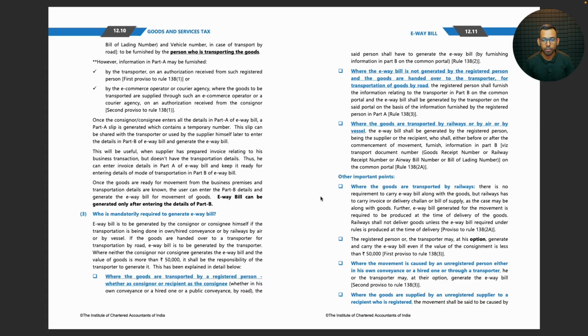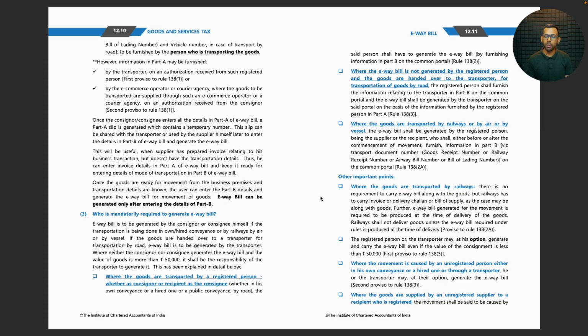Then the registered person shall furnish the information relating to the transporter in Part B on the Common Portal, and the e-way bill shall be generated by the transporter on the said portal on the basis of the information furnished by the registered person in Part A. Where goods are transported by railways or by air or by vessel, the e-way bill shall be generated by the registered person, being the supplier or the recipient, who shall either before or after the commencement of movement furnish information in Part B with transport document number, GRN, RRN, AWB number, BOL number on the common portal.